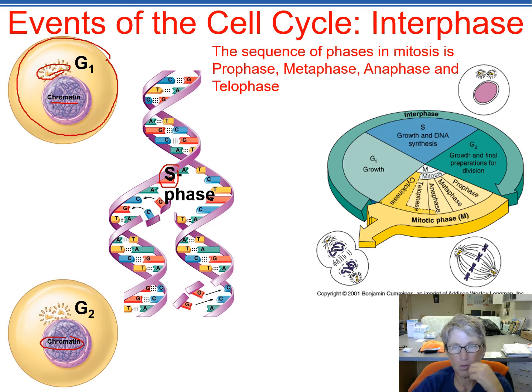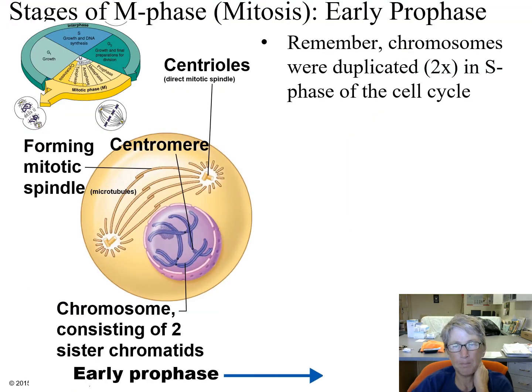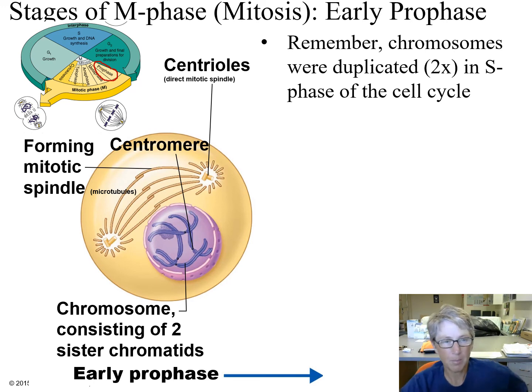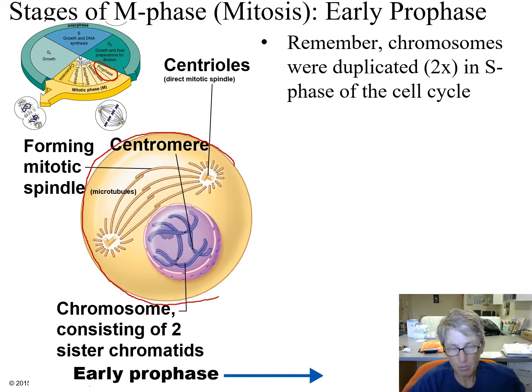And we said this earlier, the sequence of phases in mitosis: prophase, metaphase, anaphase, and telophase. Okay, so let's look at these in turn. So we're in the M phase, and a subphase within the M phase is prophase. We're going to look at that, and there's actually an early prophase and a late prophase, so it gets even more complicated. But in prophase, here's the cell, here's the mom cell, and remember this mom cell wants to divide into two daughter cells.